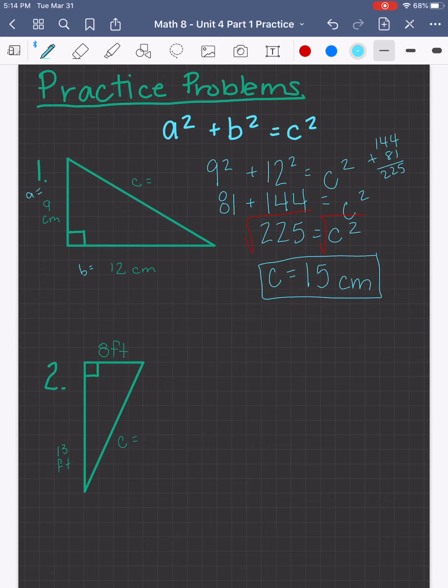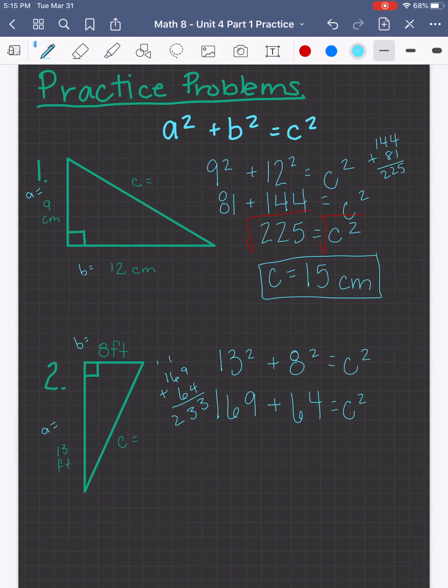Let's go ahead and take a look at number 2. So again, we can label the legs, and it doesn't matter which one you label A or B. So if A is 13 squared, and B is 8 squared equals C squared. 13 squared is 169, 8 squared is 64. And when you add those two together, you get 233. And that's C squared.